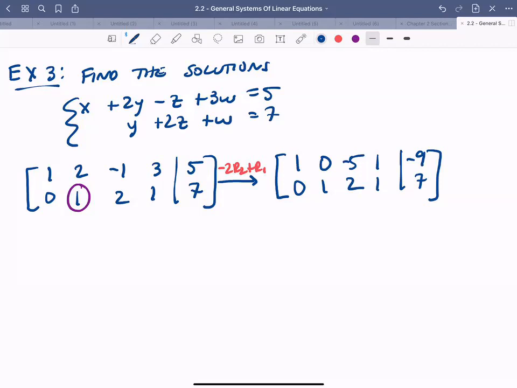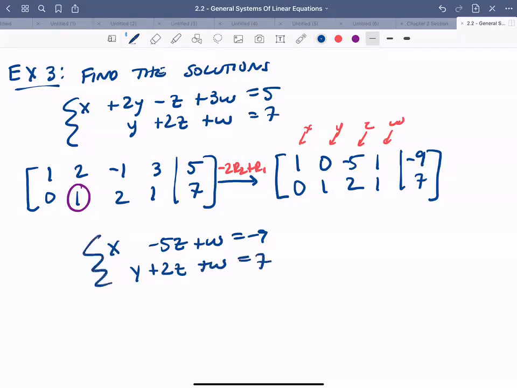We have so many different solutions to this because it varies based off some variables. Because if I rewrote this as a system, it looks like this. Remember, this is our X column, Y, Z, and our W column. So when we rewrite this, it looks like X minus 5Z, plus W equal to -9, and then I have Y plus 2Z plus W equal to 7. This is my system.